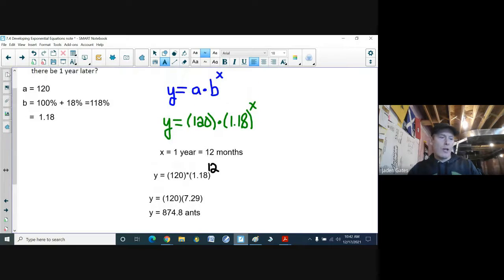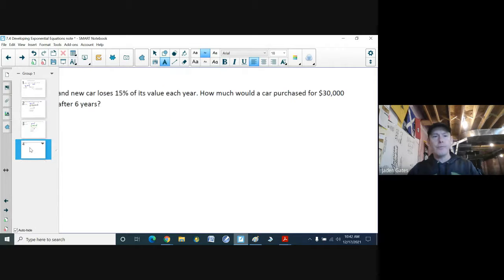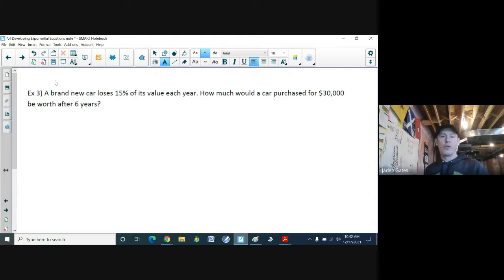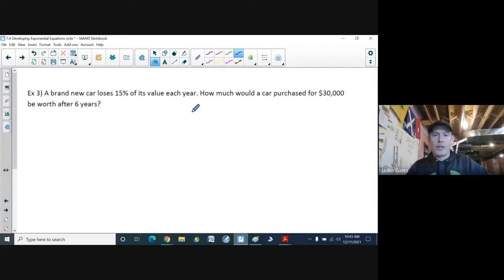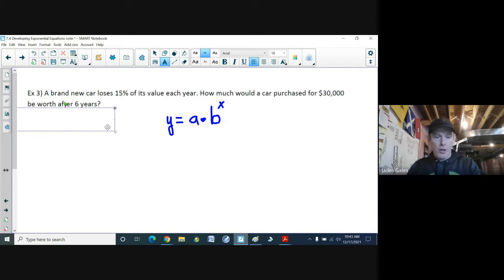All right, let's try one more here. A little bit different situation coming here. A brand new car loses 15% of its value each year. How much would a car purchased for $30,000 be worth after 6 years? Great question, because every car has a depreciation rate, and every one of them is different. Again, our equation is going to be in the form y equals a times b to the power of x. The starting amount here: our car is starting off worth $30,000.